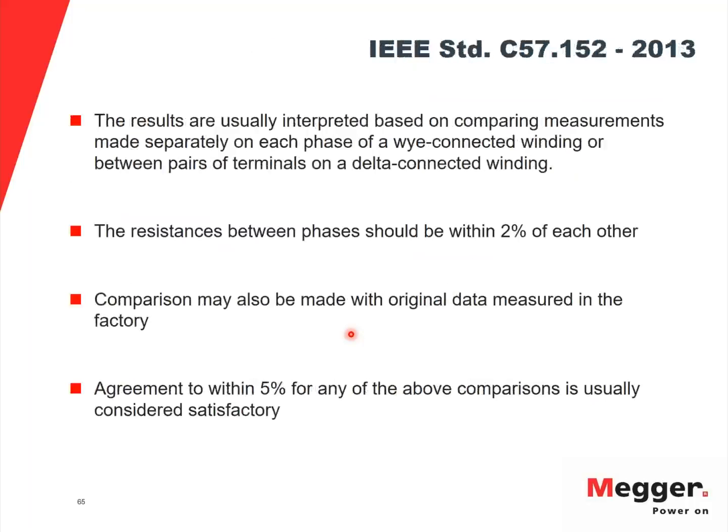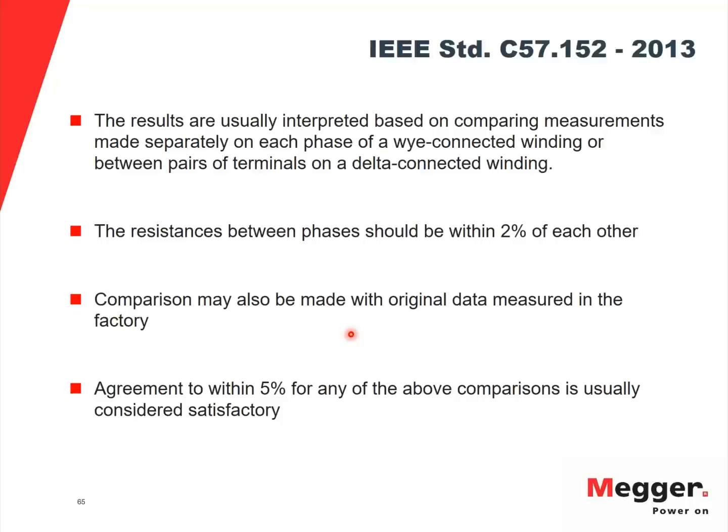Now let's talk about some of the standards and the recommended limits. If you do the winding resistance test, you can compare the readings between the phases, and the difference between the phases should not be more than 2%. That's from IEEE C57.152. You can also compare your results with the original factory test or the commissioning test, and the results should not deviate more than 5%.